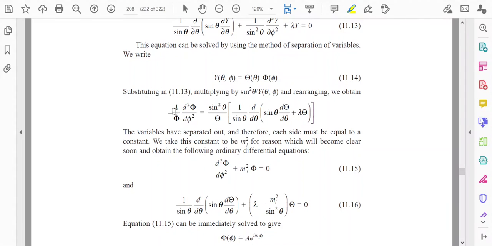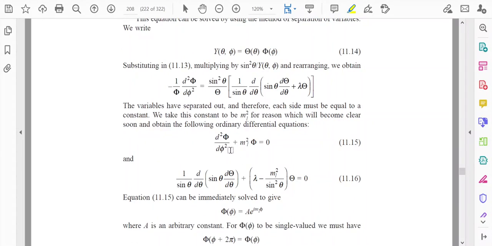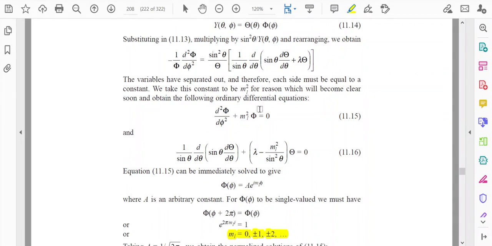So from that equation we are writing this one, that is d square phi by d phi square plus ml square phi is equal to 0. And if we assume that theta side is equal to ml square, so from that equation we can write this equation 11.16. So this is the equation for phi and this is the equation for theta. So we have separated the phi equation and the theta equation by employing the separation of variable method.